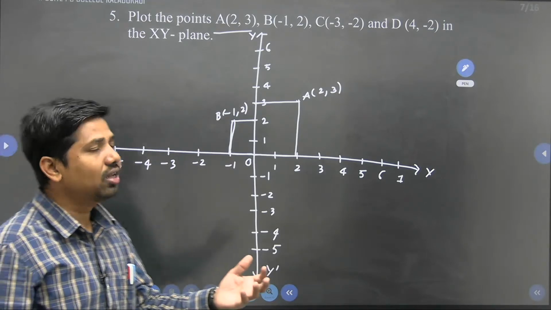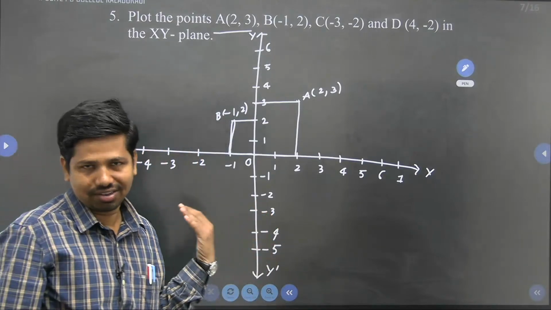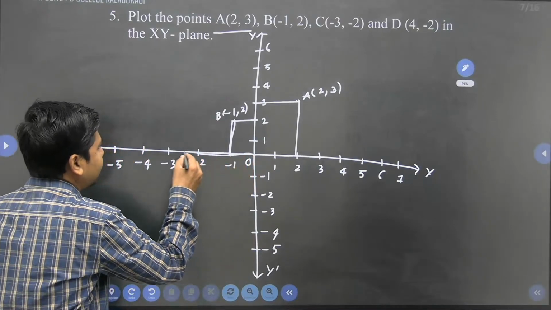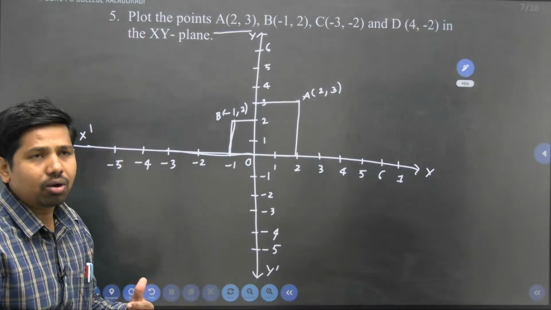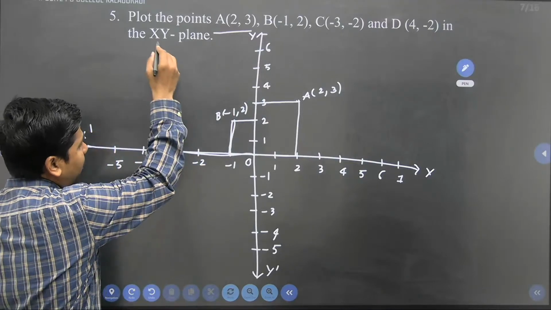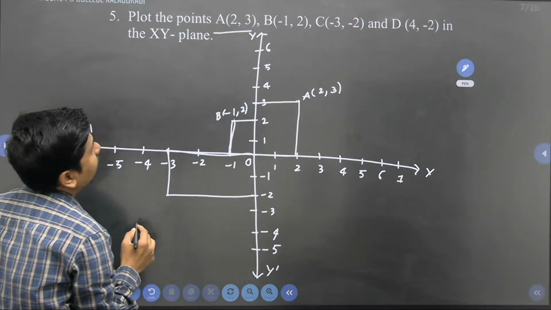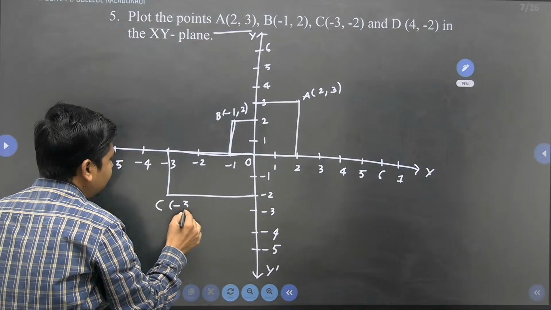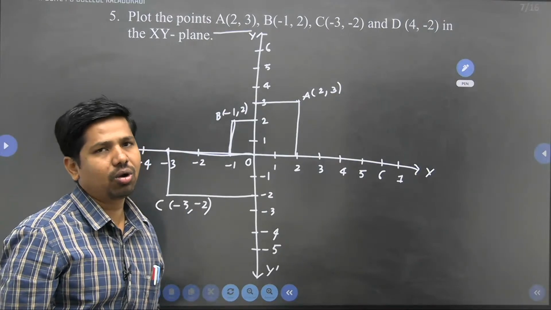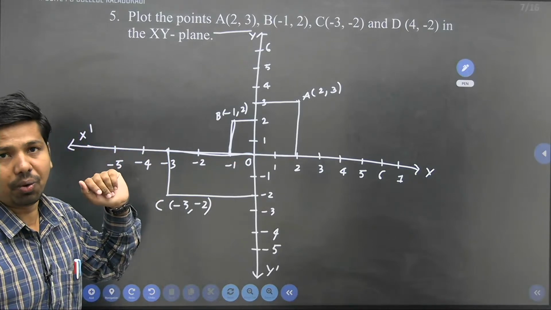Third one, (-3, -2). You have to move 3 units along the negative x-axis because it is minus, horizontally 3 units. And again you have to move 2 units along the negative y-axis, right? So this is the point. Let us call this point C, (-3, -2), right? This is the point which is present in the third quadrant: 3 units along the negative x-axis and 2 units along the negative y-axis.